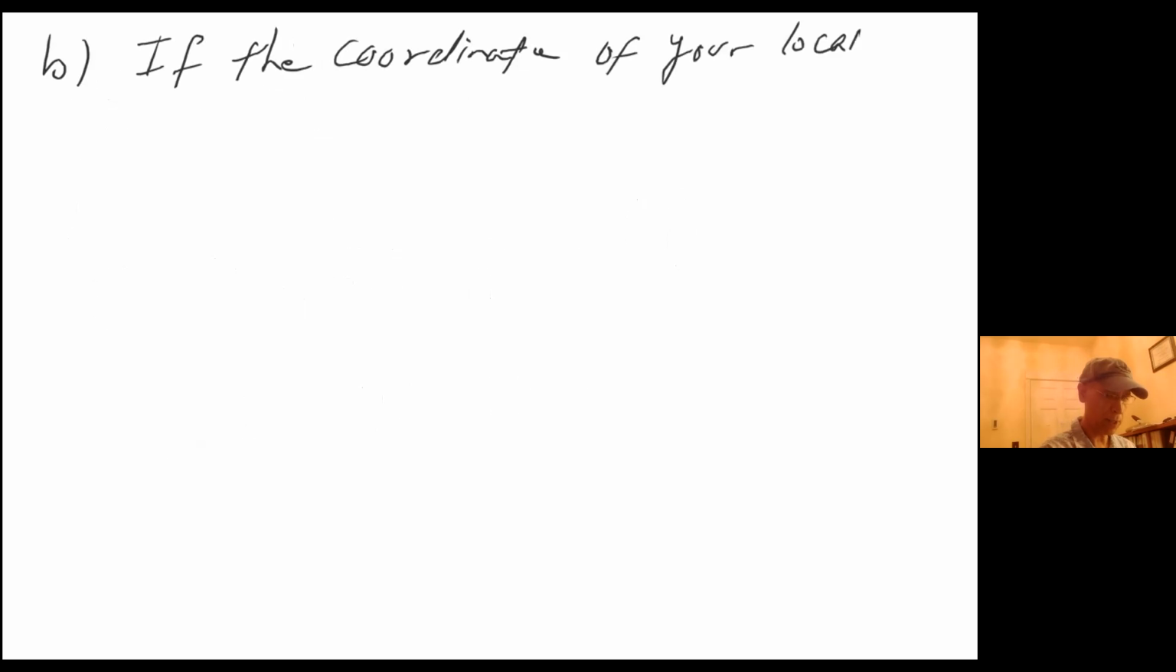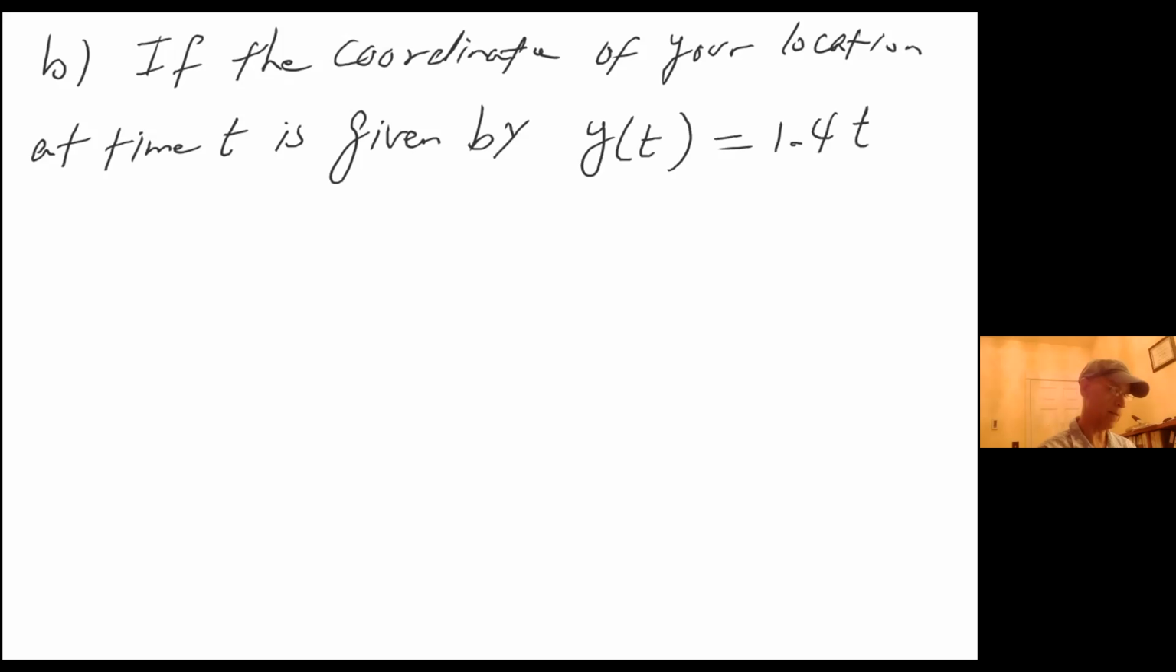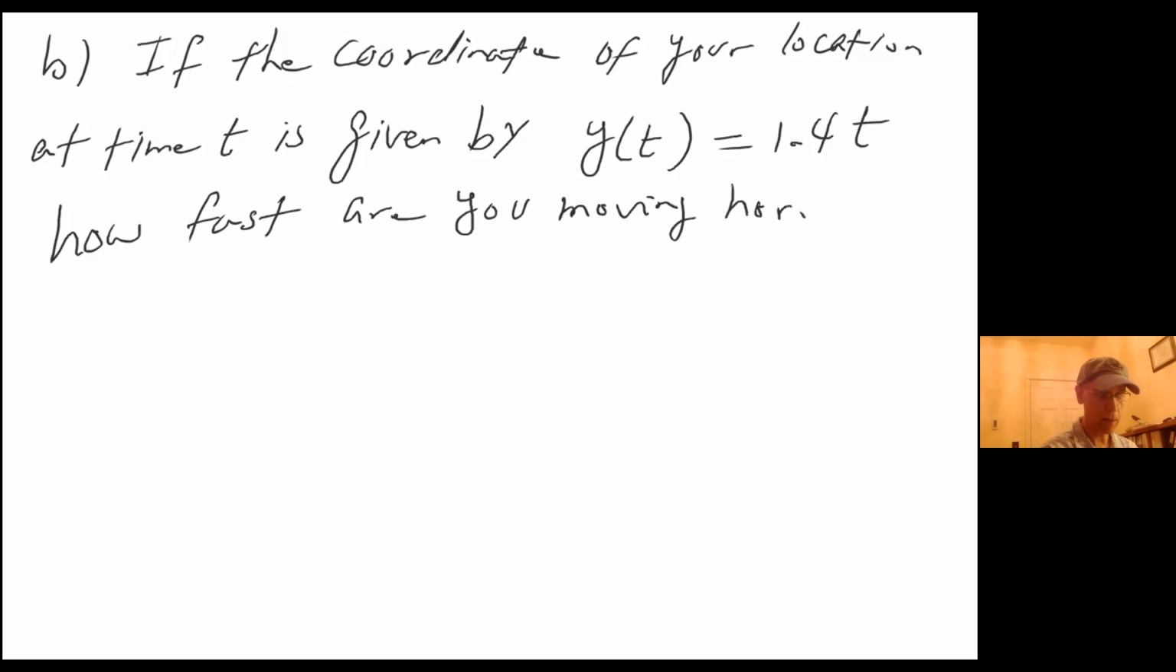Let's go to part B. Part B is: if the coordinate of your location at time t is given by, this time we're given y as a function of time equals 1.4t, how fast are you moving horizontally at t equals 4.2 seconds.